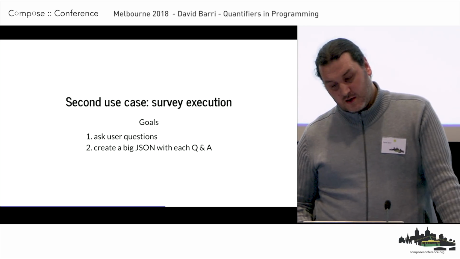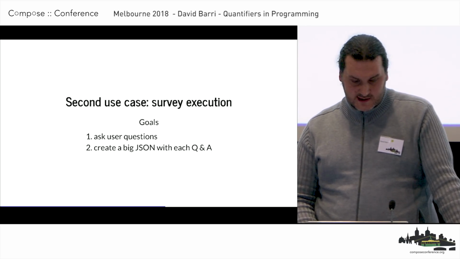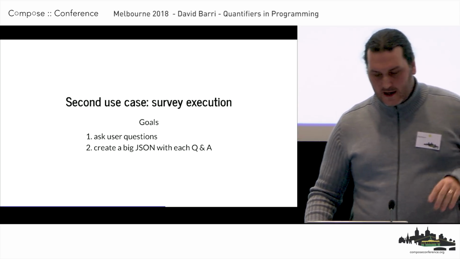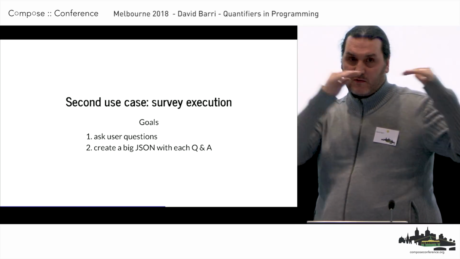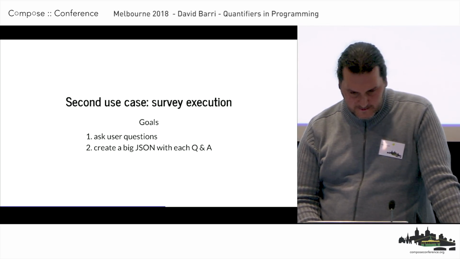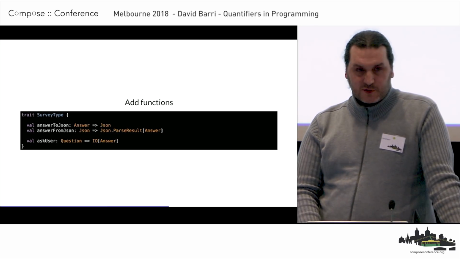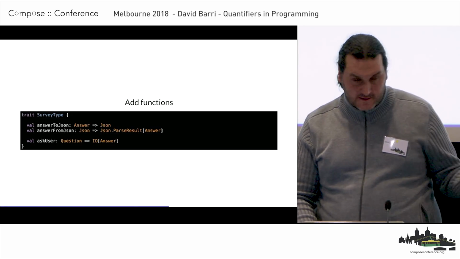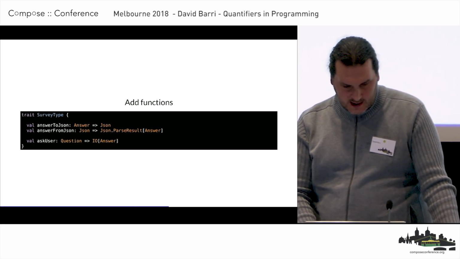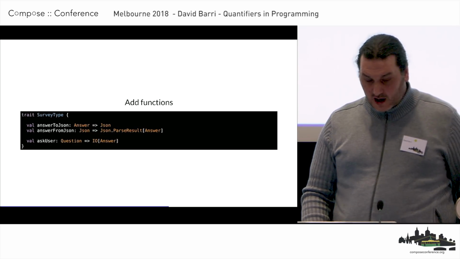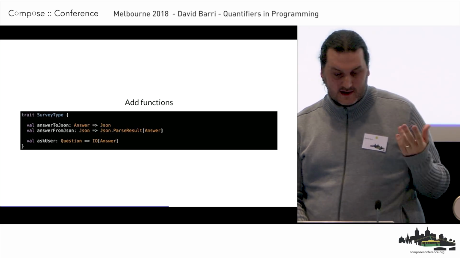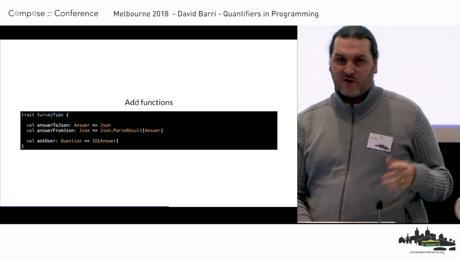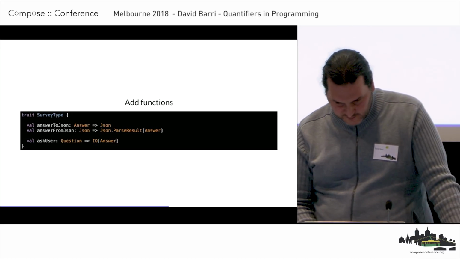Use case number 2. Now we want to ask the user questions, have them type in an answer, and then for a full survey, we're going to create a big JSON with all the questions and all the corresponding answers. So the first thing we'll do is add functions. In the same way that we had JSON functions for questions, we'll just add that for answers, nothing different there. A new thing that we'll add is this askUser function, which will take a question and return an IO of answer. And just imagine that it's just gone to the console and asked them to type something in.